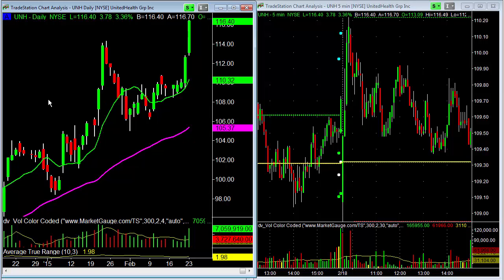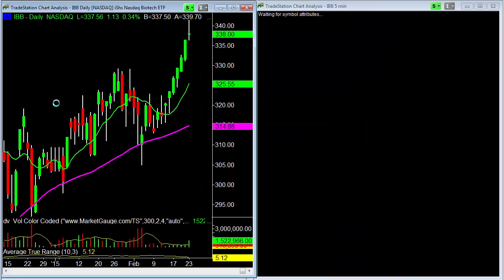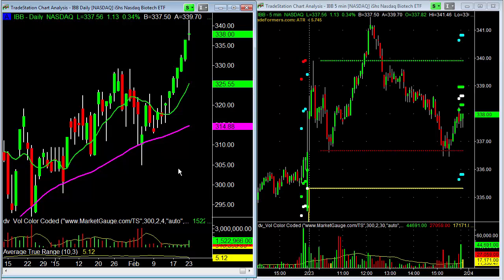Here's another example of a swing trade that I did, and for the very same reasons. This is IBB, and on the 9th of February, I was looking to be a buyer pretty much against this moving average area.